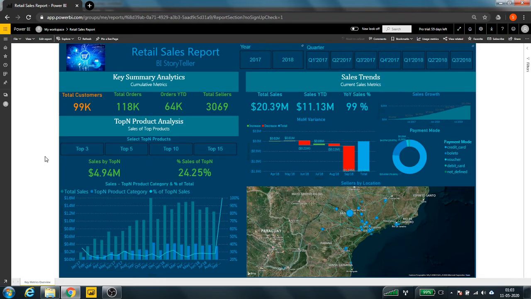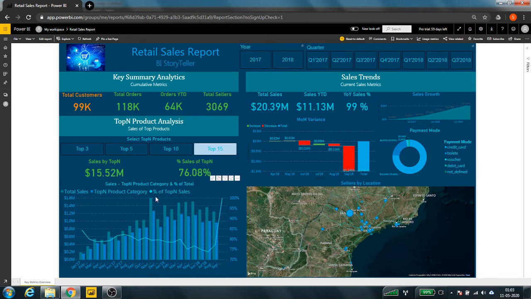Again, if I don't select anything, it's a default, right? So I don't necessarily need to select top 3 because that's the default view. Now, having said that, let's select the top 50, right? So, for demo purposes. Now, this chart down here shows you the total sales, the sales for the top 15 product categories in this example, and the percentage of sales month on month, right? So it gives you a nice breakup of this view.